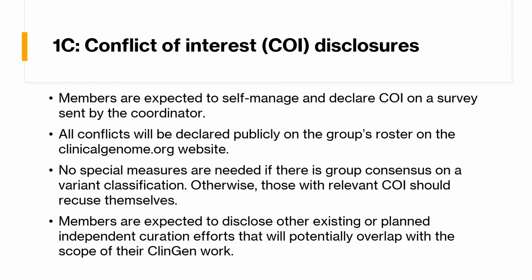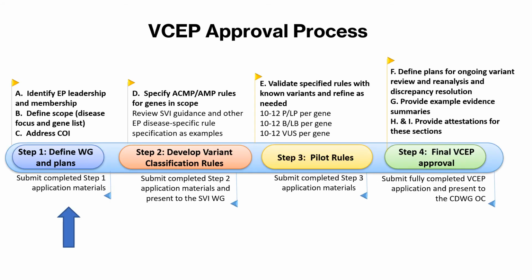The VCEP conflict of interest process is the same as it is for the GCEP, so I'll skip over the slide this time. So at this point, the VCEP is ready to submit completed Step 1 application materials to the CDWG Oversight Committee for review and approval before beginning Step 2 to develop specified ACMG AMP variant classification rules.